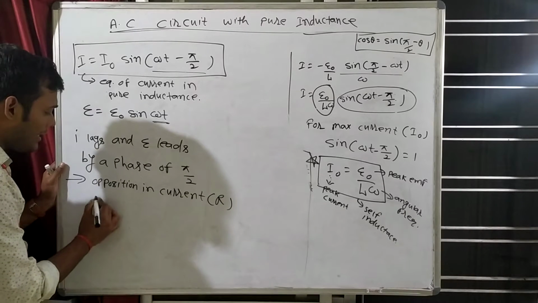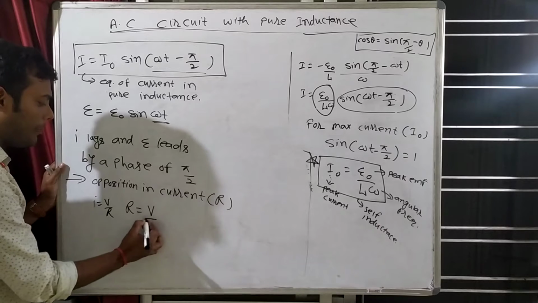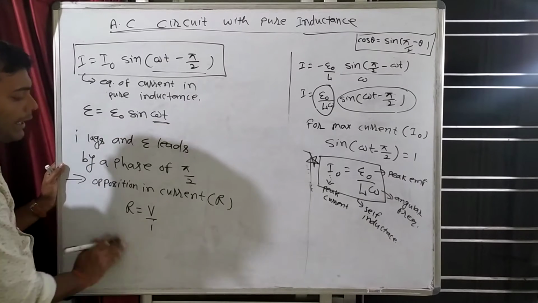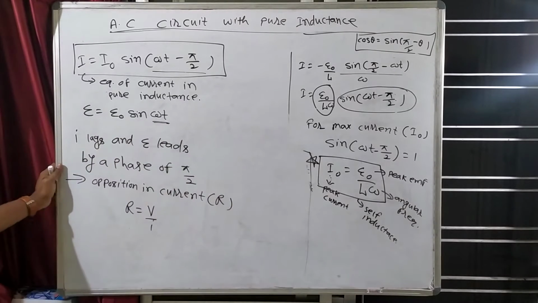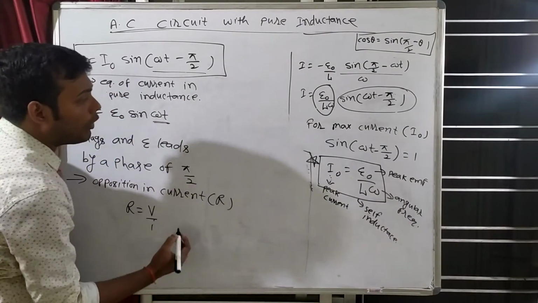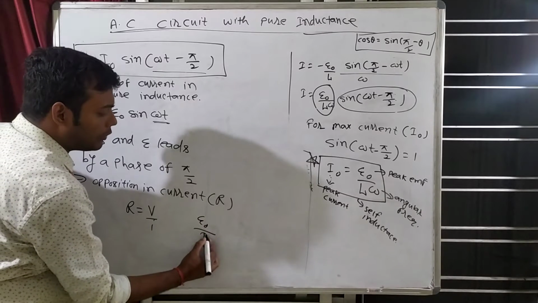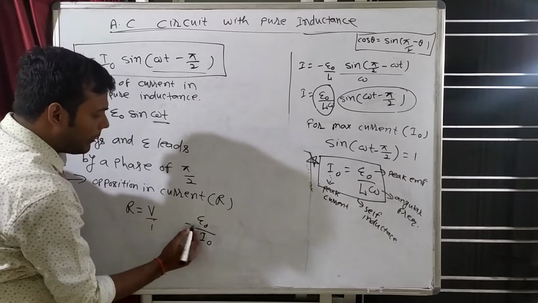Resistance is what? I is equal to V by R, we all know this. So for finding resistance, it will be V by I. When we divide voltage by current, we will find resistance. So in this equation, what will be voltage by current? Voltage is E naught divided by I naught. So E naught by I naught will be how much? L omega.